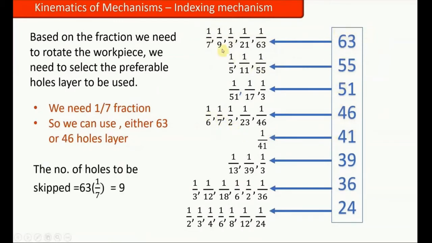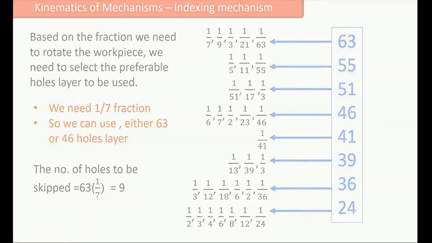For making 1 by 7th rotation of the crank, we need to skip some holes. The number of holes to be skipped is 1 by 7th part of 63 holes, that is 9 holes. So for every 9 holes, that will be 1 by 7th rotation of the crank. How do you make 1 by 7th rotation? That is done by using sector arm.